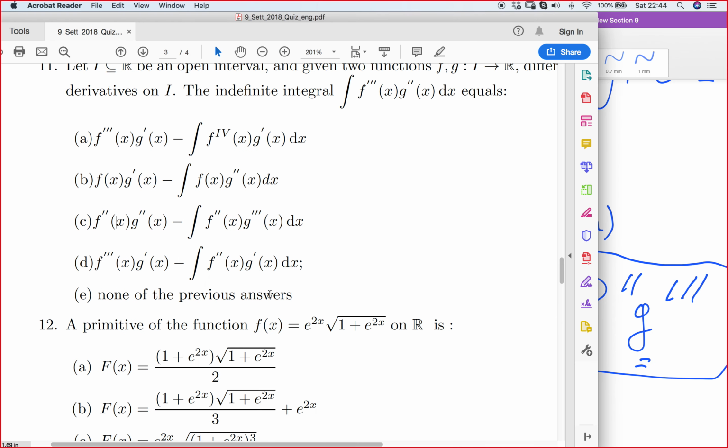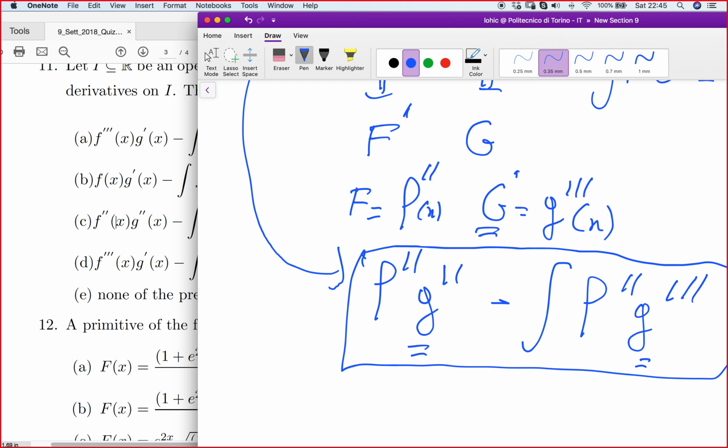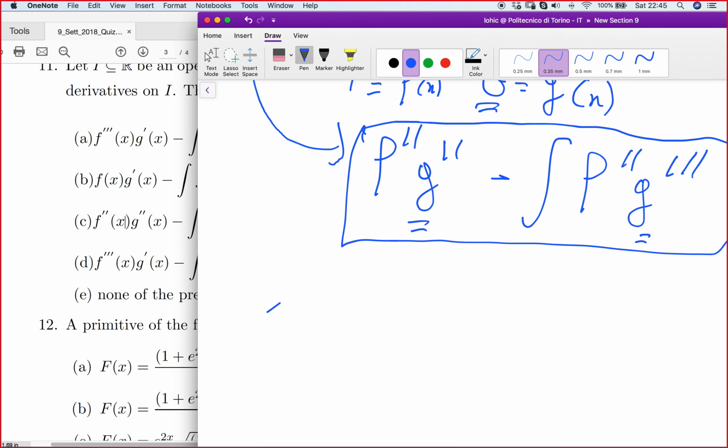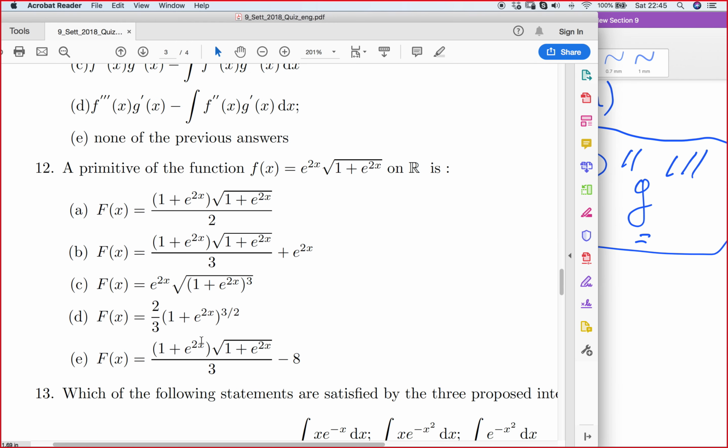Okay, so from the PDF you can understand that the answer was C, right? Because C. Okay. So we have second, third. That is second, third. Okay. So the answer is 11C. Nice. Let's move to 12.